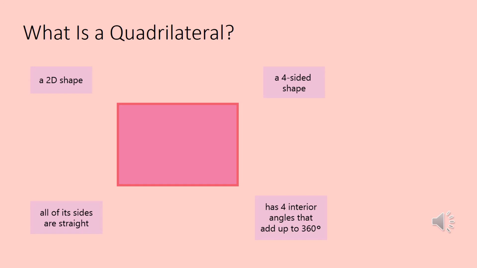So, what is a quadrilateral? So a quadrilateral is a 2D shape, a four-sided shape. It has interior angles, which means the inside angles all add up to 360 degrees, and all of its sides are straight. So it's going to be a polygon.